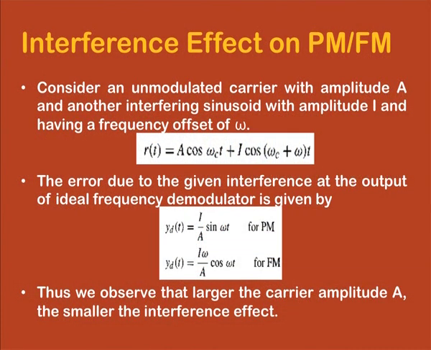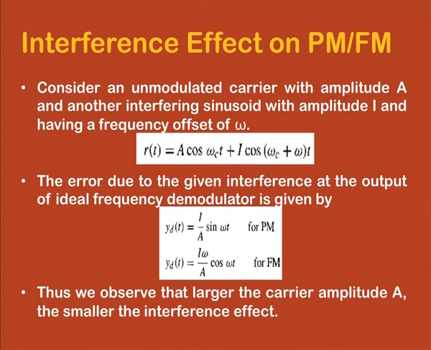Now, we will talk about the effect of interference on FM or PM signals. To understand this process, we take an unmodulated carrier and an interfering sinusoidal signal which is of amplitude I and has a frequency offset from the carrier denoted by omega. So, the received signal we are going to consider is of this type: A cos omega c t, which is the unmodulated carrier, plus I cos (omega c plus omega) t, where I is the amplitude of the interfering signal and omega is the frequency offset for the interfering signal.